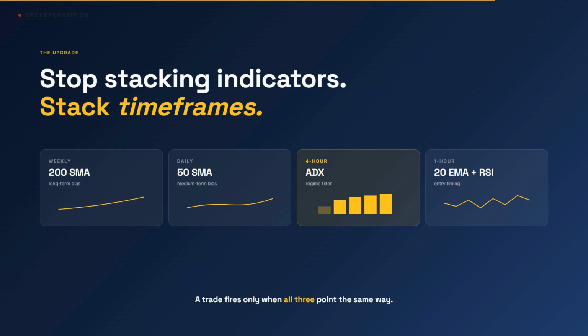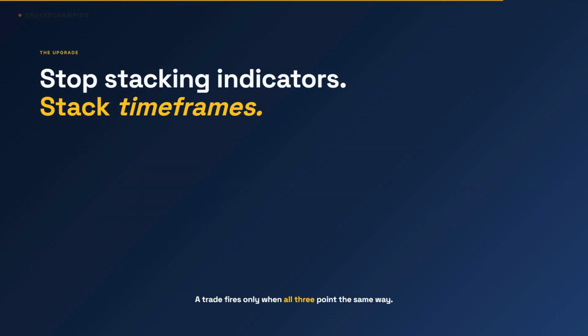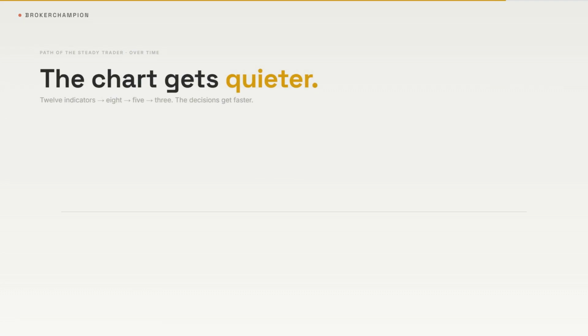3 momentum oscillators on the same 1-hour chart, all saying overbought, that's one signal in 3 costumes. Here's the path most reliable traders walk. They start with 12 indicators and slowly realize the chart is doing nothing they couldn't do themselves. After a year or two, the structural elements, swing highs and lows, trend channels, session ranges, become readable from price alone. The indicators come off one by one. The chart gets quieter. The decisions get faster.